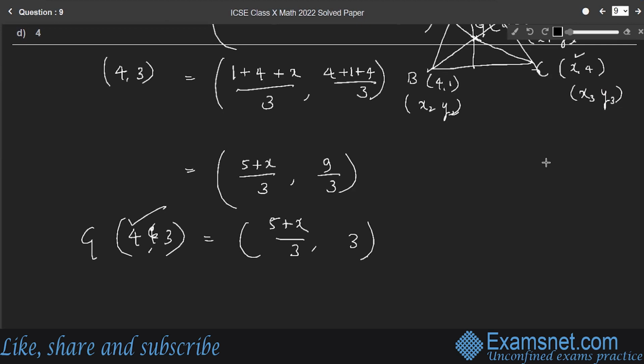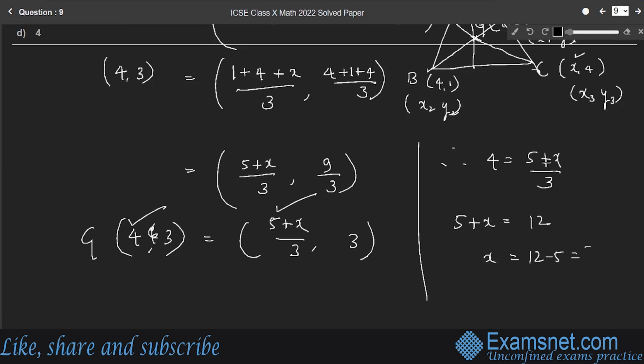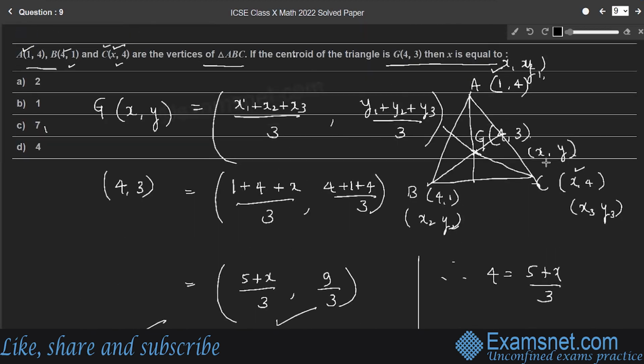So (4, 3), centroid G, is equal to (5 plus x) by 3 and 3. Therefore, we can equate 4 and (5 plus x) by 3. So 4 is equal to (5 plus x) by 3, so 5 plus x is equal to 12. So x is equal to 12 minus 5, which is 7. The value of x is 7. So looking at the options, option C is the right answer.